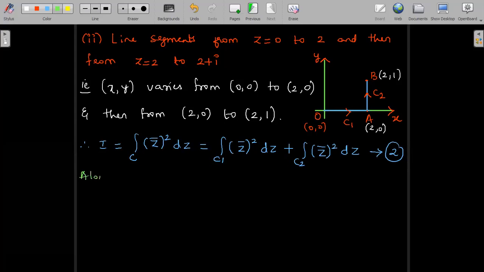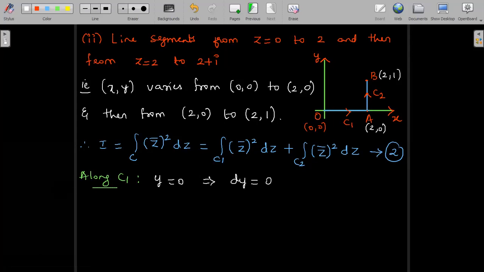What is the line segment along C1? What is the equation of the line C1? We observe again from the coordinates here. So x varies from 0 to 2, y is equal to 0. So the equation of the line C1 is y is equal to 0. If y is 0, dy is also 0.